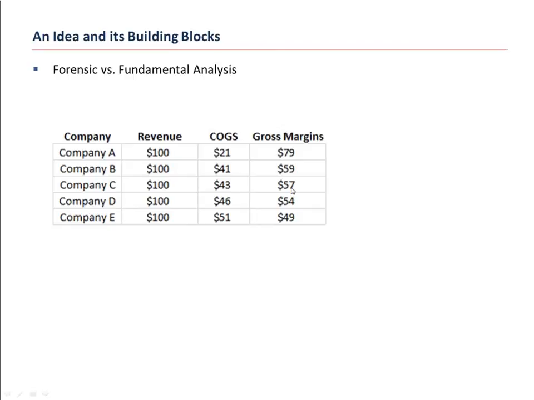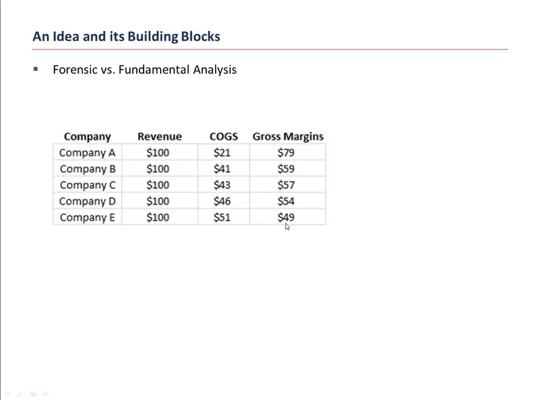Now, if we had to build a 4-company stock portfolio out of these 5, knowing only this information, it turns out that a fundamental and forensic analyst would exclude exactly the opposite company. Given only this information and nothing else, a fundamental analyst would look at the data and likely drop company E, as they do in fact appear to be the least efficient in their operations. They have the lowest gross margins.